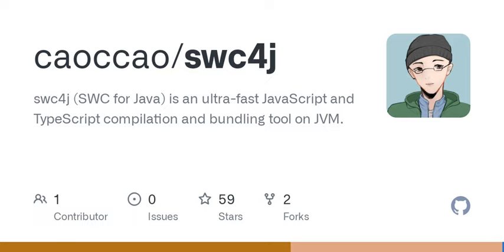But that's not all. SWC4j also caters to broader ES versions, so whether you're targeting legacy browsers or the latest features, you've got options. It even offers source maps, making debugging easier when things don't go as planned.